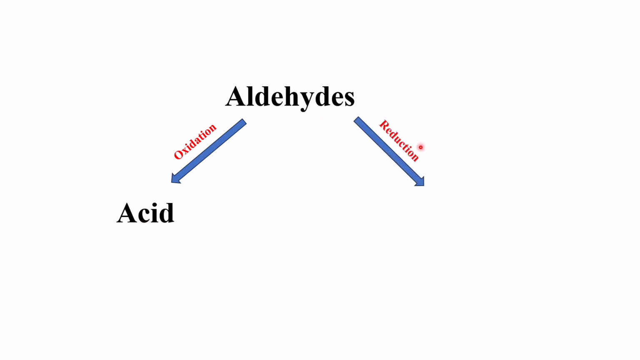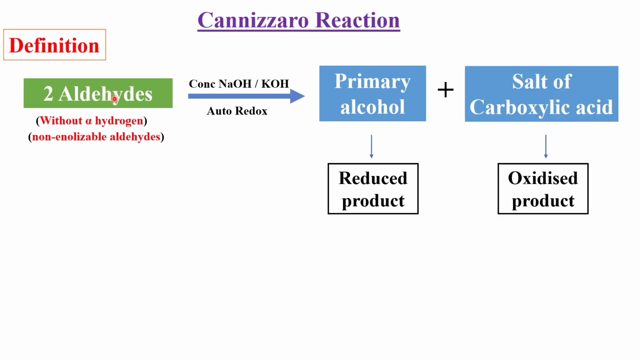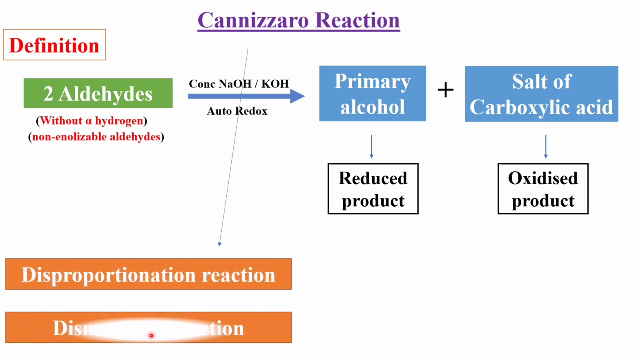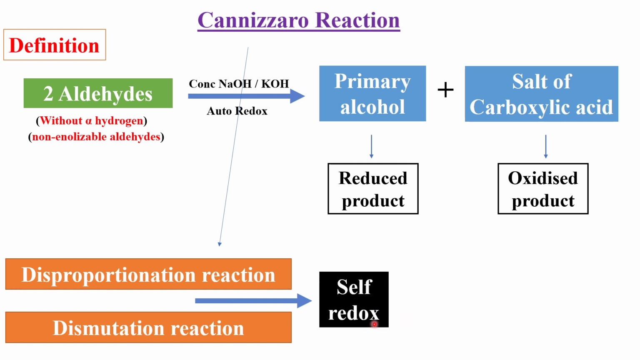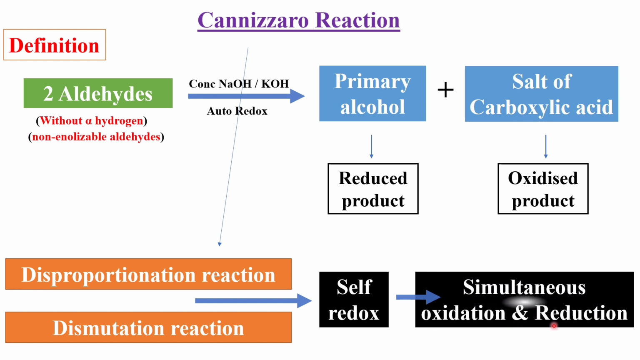The primary alcohol is the reduced product and the salt of carboxylic acid is the oxidized product. We know an aldehyde, no? On oxidation it gives a carboxylic acid, and on reduction it gives a primary alcohol. So that's why these aldehydes undergo auto-redox or self-redox. We get the primary alcohol and the salt of the carboxylic acid. That's why this reaction is called a disproportionation reaction, otherwise called a dismutation reaction, because this is a self-redox reaction. So what is that? It is a simultaneous oxidation-reduction reaction.